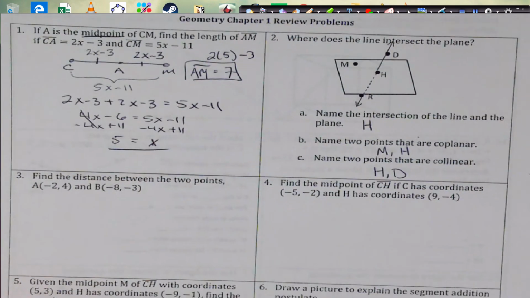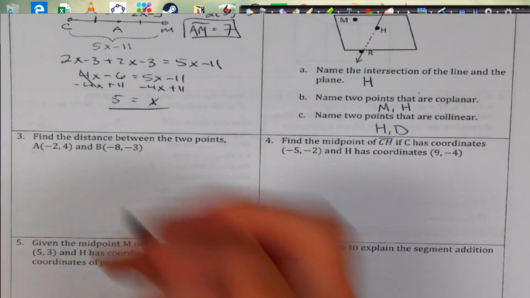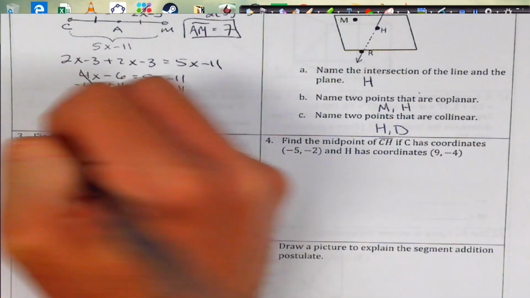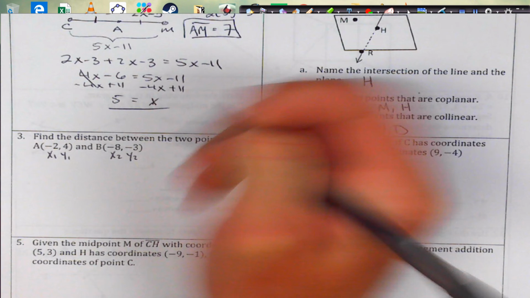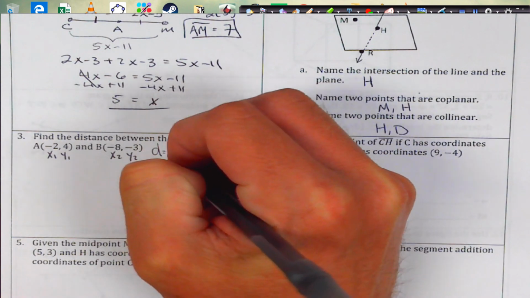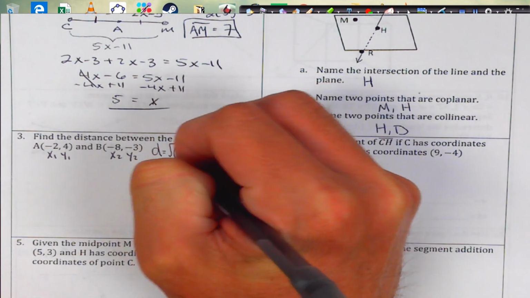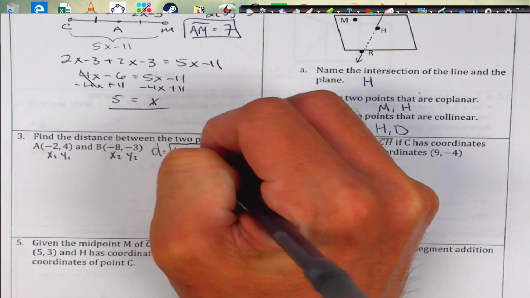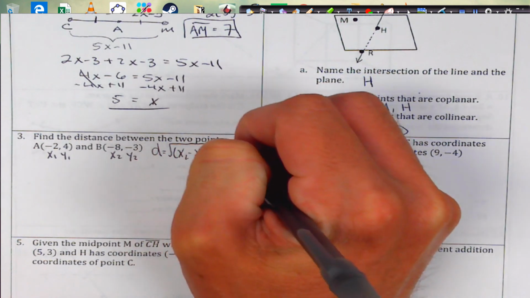All right, find the distance between the 2 points. Step 1, label your points. Be very careful about this on the test. And then I'm going to write the formula out right here. This is going to have to be known for the test, so make sure you prepare and study it, memorize it.